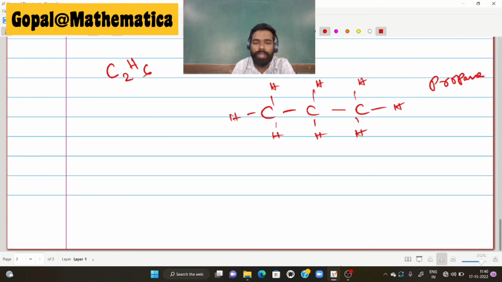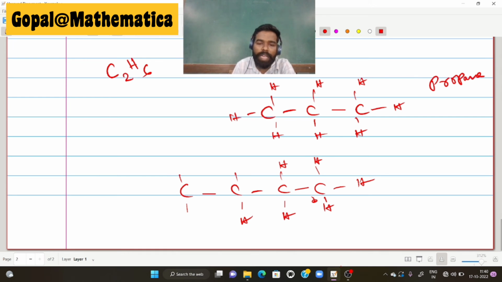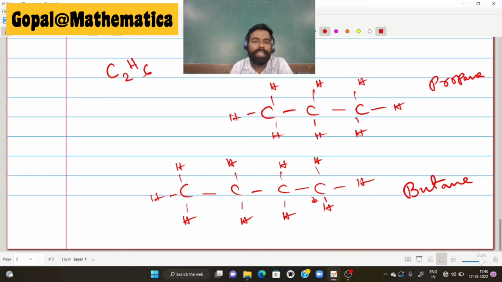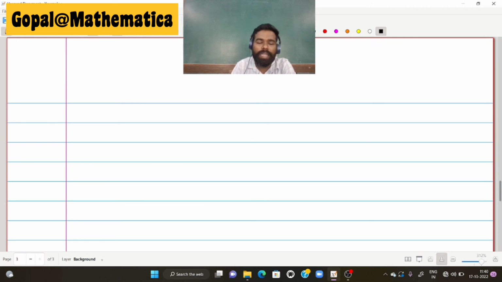In this way, if we have four carbons, I hope you can name this, that is butane. We can name this as butane, because four carbons we call it but, and ane, because all the bonds are single bonds.